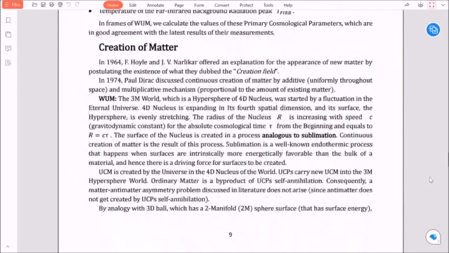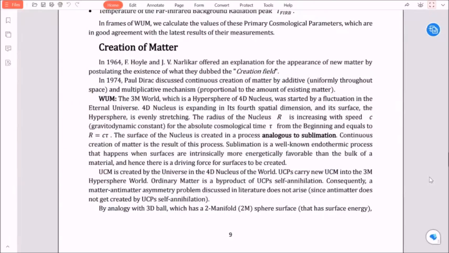Creation of matter. In 1964, Hoyle and Narlikar offered an explanation for the appearance of new matter by postulating the existence of what they dubbed the creation field. In 1974, Paul Dirac discussed continuous creation of matter by additive, uniformly throughout space, and multiplicative mechanism proportional to the amount of existing matter.